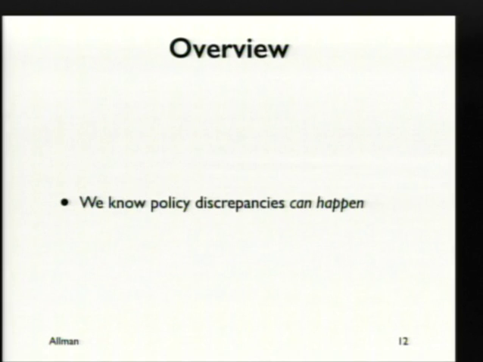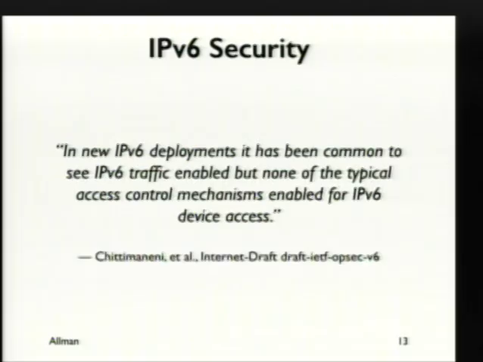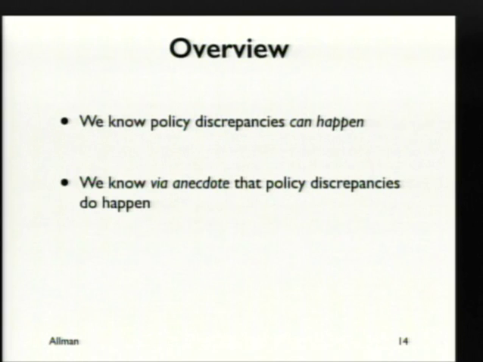All right, that's easy. There's this internet draft from the IETF right now that says this. In new IPv6 deployments, it has been common to see IPv6 traffic enabled, but none of the typical access control mechanisms enabled for IPv6 device access. This is just sort of evidence. We've talked to other people. We know this anecdote says the red path and the blue path are, in fact, different. Okay. So I told you that it can happen. And now we know by anecdote that, in fact, it does happen sometimes.